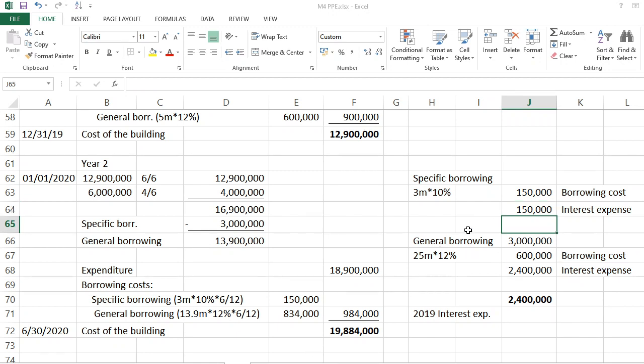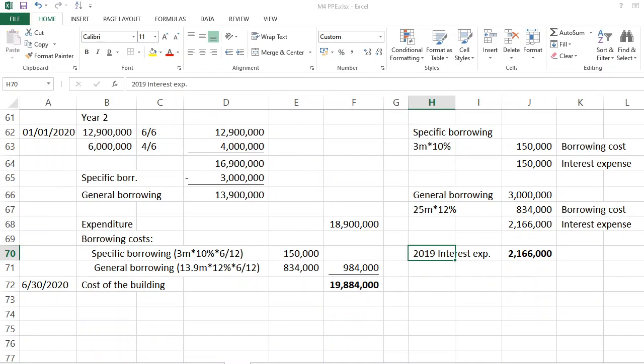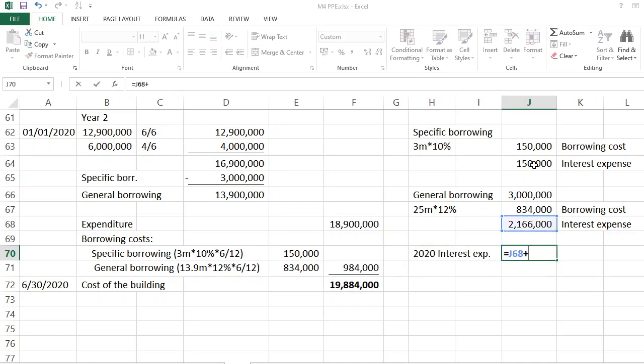I think okay naman. So, let's proceed to the general borrowing. The same 3 million but the borrowing cost is just 834,000. Therefore, the interest expense would be the balance of 2166. Therefore, our 2020 interest expense would be 2166 plus the 150 from the borrowing cost. So, a total of 2,316,000 interest expense for 2020.